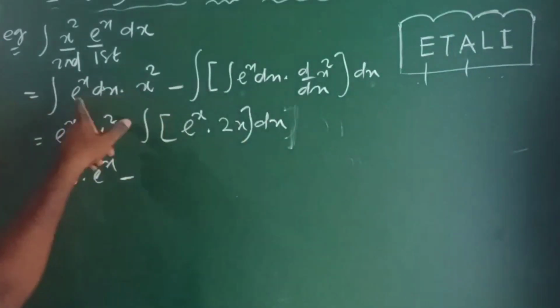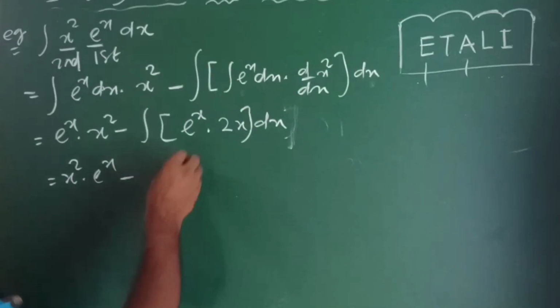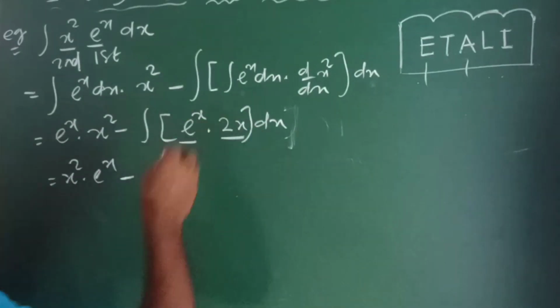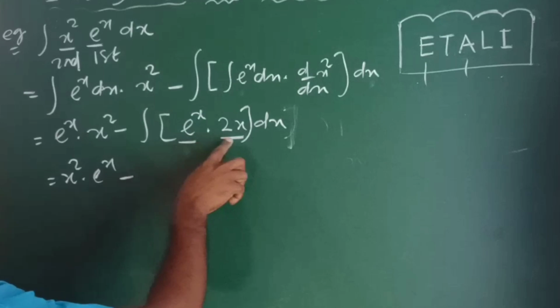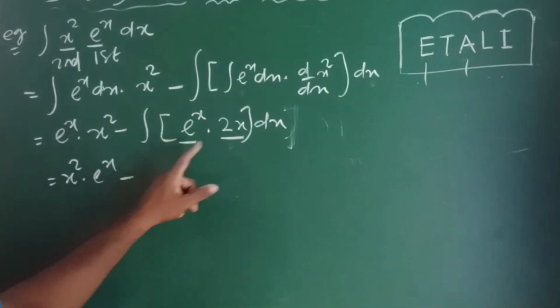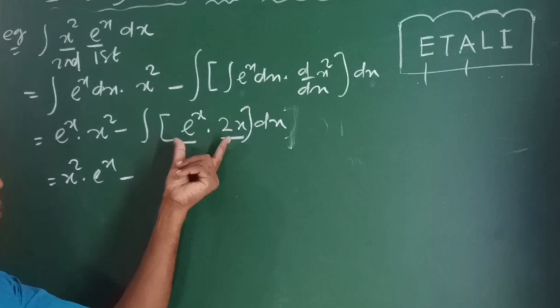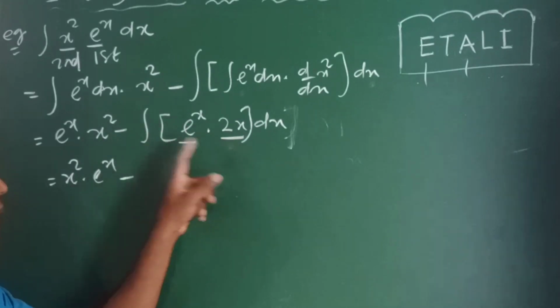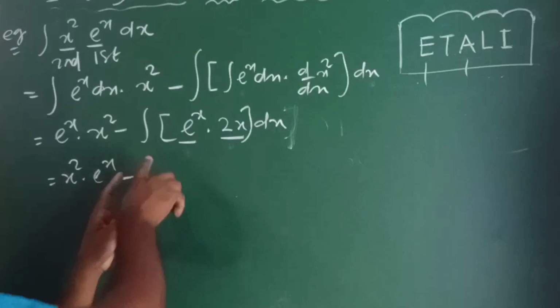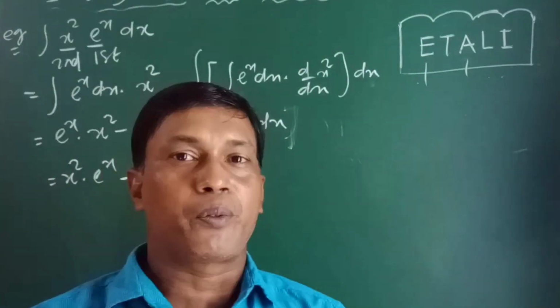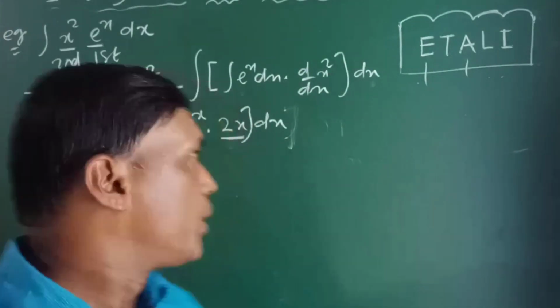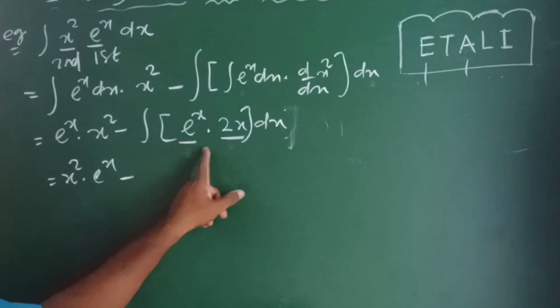How? Already applied once. Now here we have to integrate e to the power x into 2x. This is a function, this is also a function. So function into function, u into v. This is also a product of two functions, and we have to integrate a product of two functions. And for the integration of a product of two functions, we have to apply the by parts formula. So here also we have to apply the by parts formula.